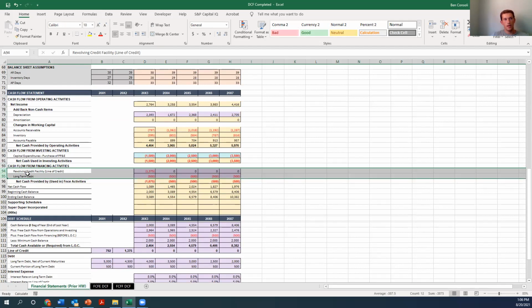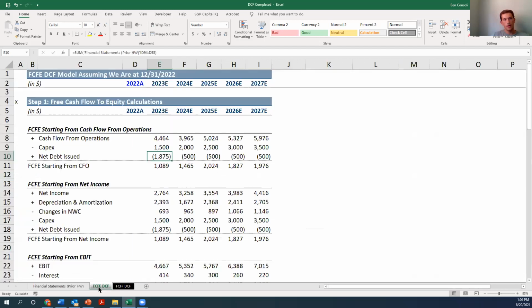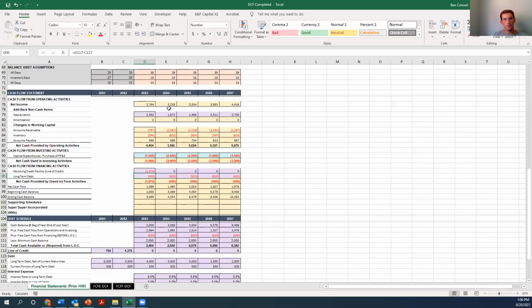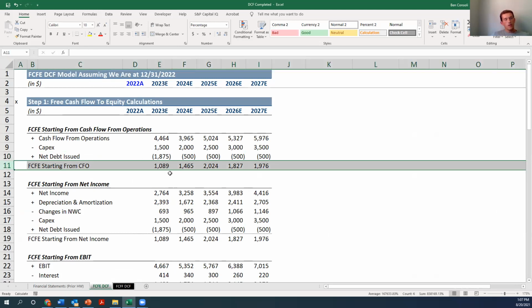So you see that you're paying down the revolver, 1.3 million, and paying down the long-term debt, so amortizing debt at 500,000 per year. My understanding is everybody's projections are going to be a little bit different, so you're going to get different per share prices. So there you go. That's how you get to free cash flow to equity from the cash flow from operations.